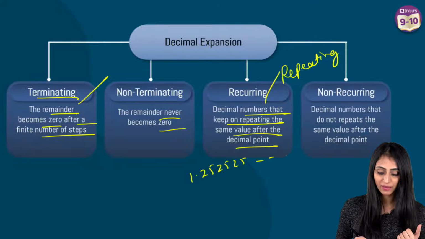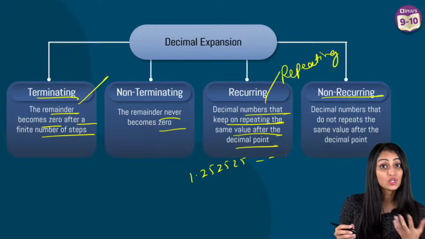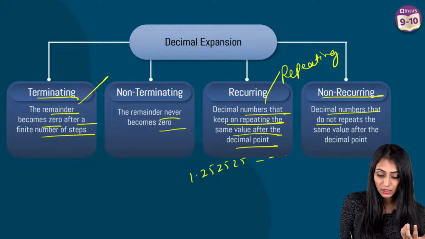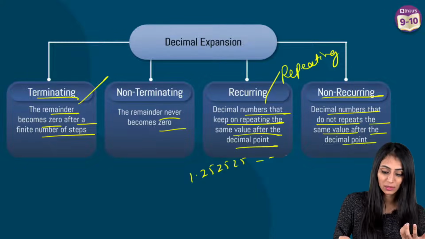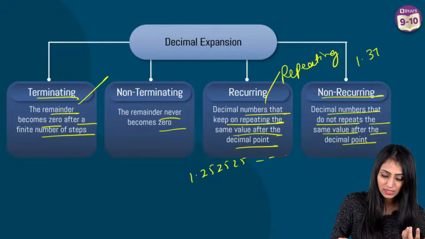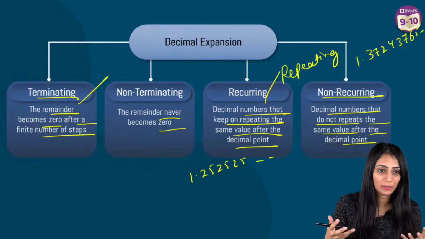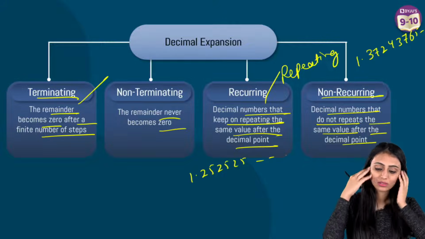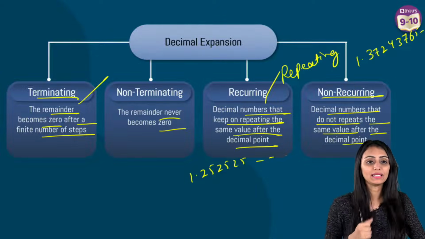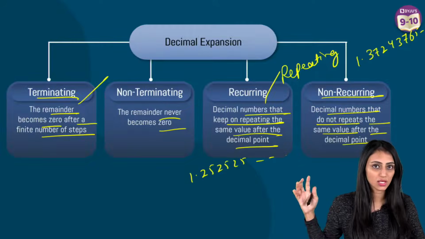Then the fourth one we have here is non-recurring. That means non-repeating. So these are decimal numbers that do not repeat the same value after the decimal point. Let's say 1.37243765. You can see that after the decimal point, the digits are not repeating. So this has a non-recurring, non-repeating decimal expansion. I hope decimal expansions are clear to everyone.